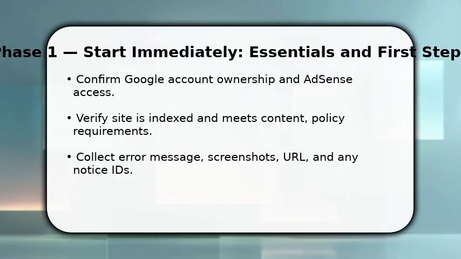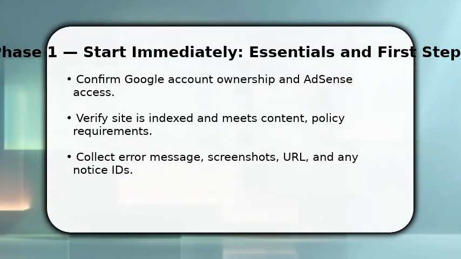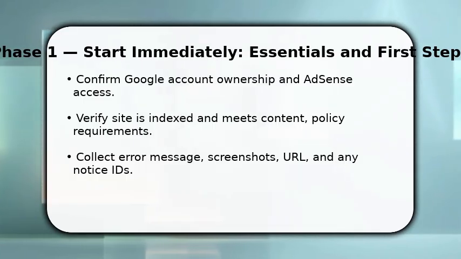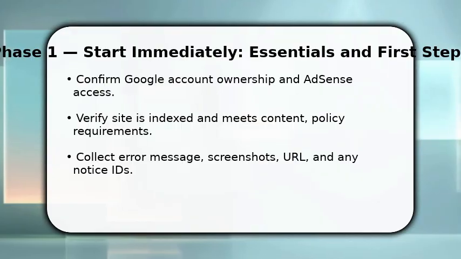You start by confirming control. Log into the exact Google account tied to Adsense and open the notification that lists the error. Once logged in, collect the error text, notice ID, and the affected URL. This speeds troubleshooting. Make sure your site is indexed and not blocked by robots.txt because many flags arise from crawl issues.